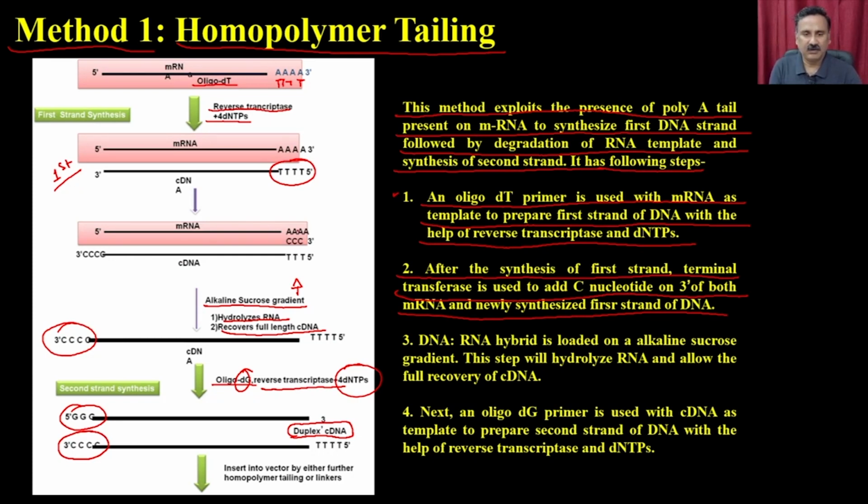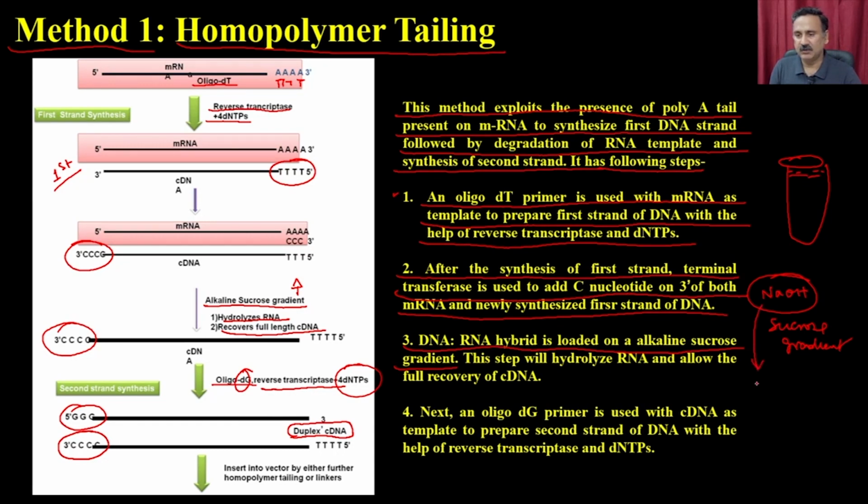So, after this you are going to add the terminal transferase enzyme, and that's actually going to add the CCC on both the messenger RNA as well as the cDNA, right? And then this DNA RNA hybrid is loaded onto an alkaline sucrose gradient. So, the alkaline sucrose gradient is going to contain NaOH and it's going to have the sucrose gradient. Okay, so what will happen is when you load this RNA DNA hybrid onto an alkaline sucrose gradient, it actually contains the NaOH.